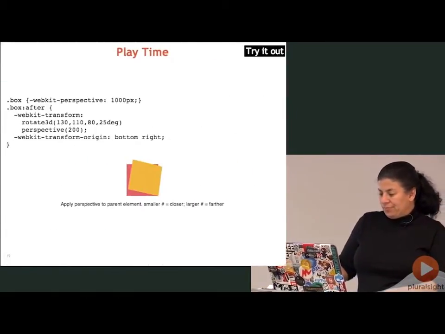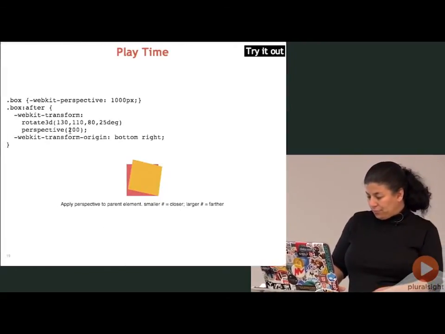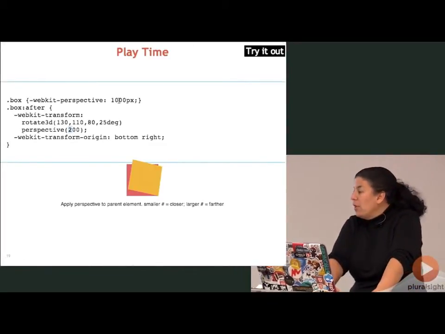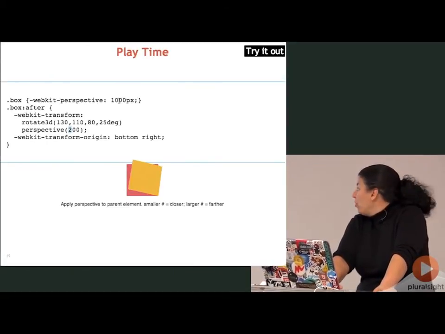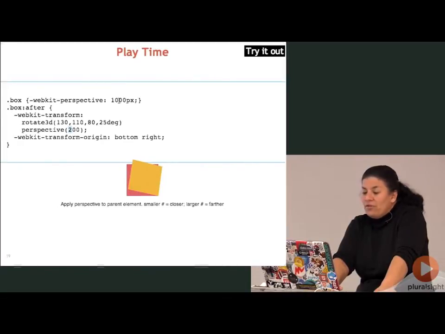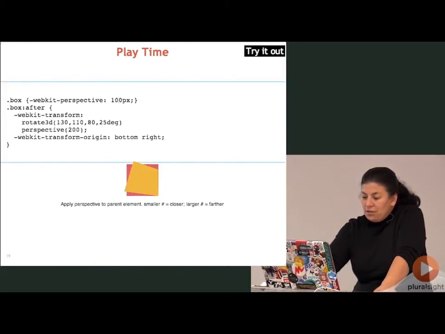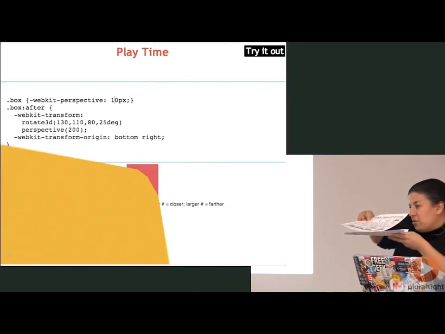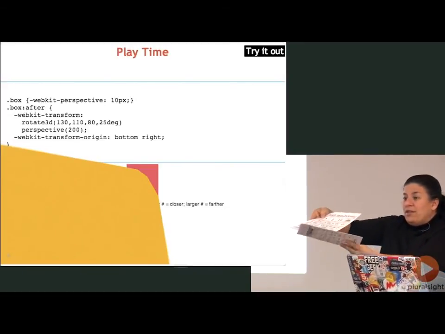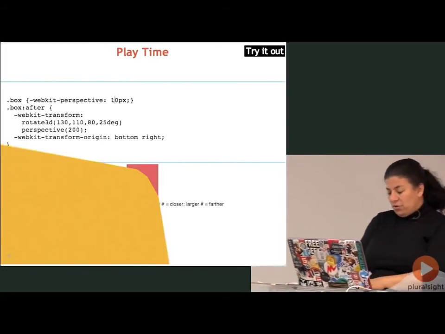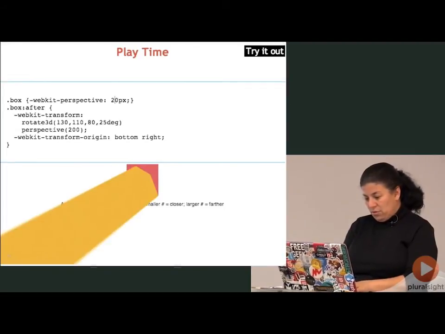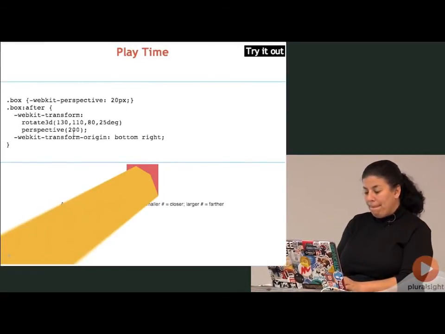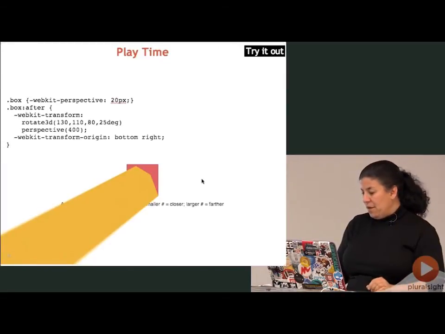So let's look at perspective here. When you apply perspective to the parent element, the smaller the number, the closer the element is, and the larger the number, the further it is away. So if we do like 100 or 10, that's because we're looking at this piece of paper at this point like this. So it looks really huge. And then we're looking at it like this, and it gets smaller and smaller the further it is away. So it's basically where are we looking at it from? And so that's WebKit perspective.